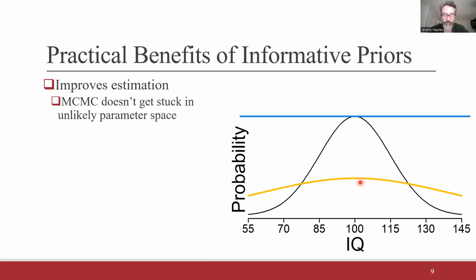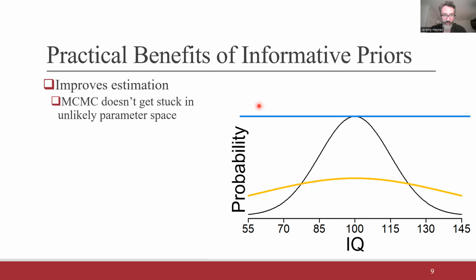And that's it can, I should say, improve estimation. Whenever we build our MCMCs, we can help the MCMCs not get stuck in an unlikely parameter space by using priors. So for example, if we have an MCMC, the MCMC is going to sample from this wide range of values, and it could possibly get stuck in, let's say, the IQ score of 60 and think that that's where our group's mean is.